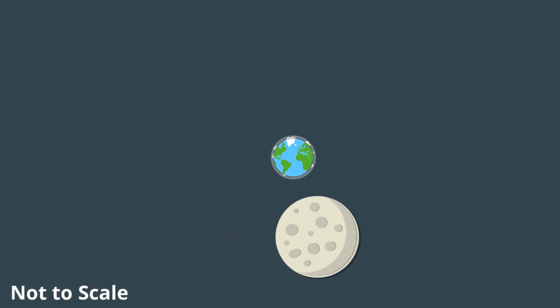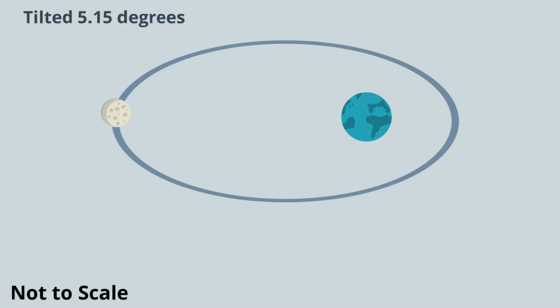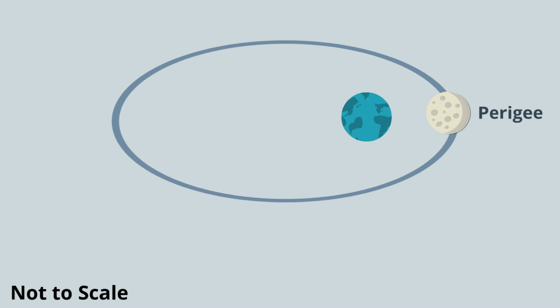The moon's orbit is an ellipse and is tilted by 5.15 degrees. The moon's distance varies from 7% less than average at the perigee, when the moon is closest to the Earth, to 6% more than average at the apogee, when the moon is furthest from the Earth.